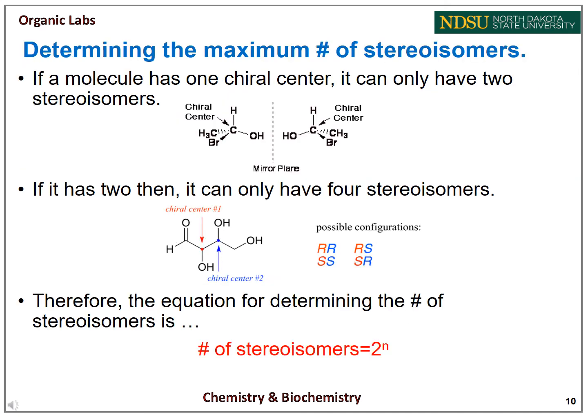When determining the number of predicted stereoisomers, it is useful to have a method to calculate how many there are predicted to be. For example, if a molecule has one chiral center, then it can have two stereoisomers. Two chiral centers can give rise to 4 stereoisomers, 3 give rise to 8, etc. Therefore, the equation for determining the number of stereoisomers is 2 raised to the nth power.